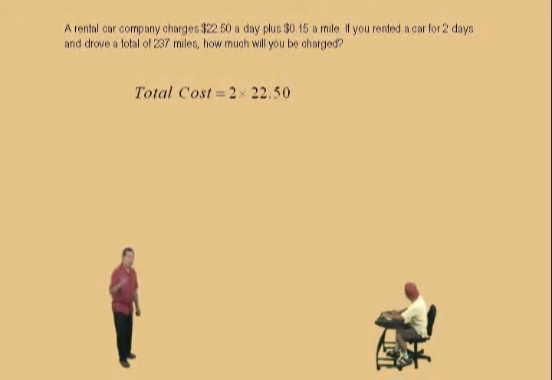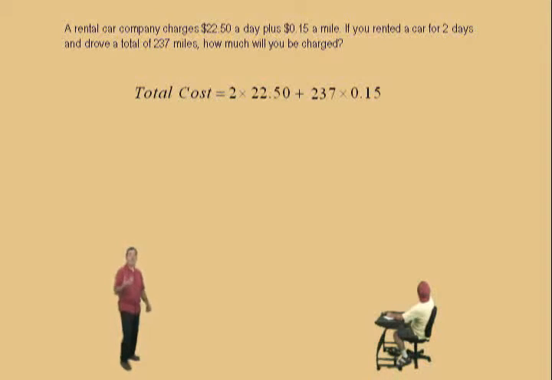Now also we must add to this, Charlie, the charge for the mileage. Well, how many miles did we drive? 237. That's right. And each mile cost us how much, Charlie? 15 cents. Now, 15 cents as a decimal is 0.15 because it's 15 hundredths, right? 15 hundredths of a dollar is 0.15, and that is what 15 cents is. We have to keep the dollar amounts the same.